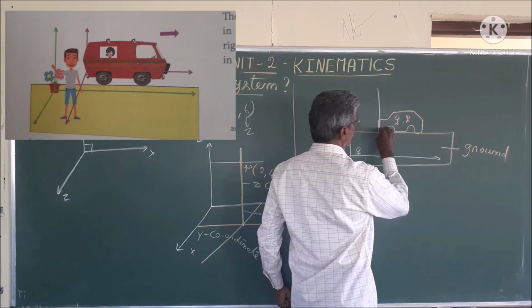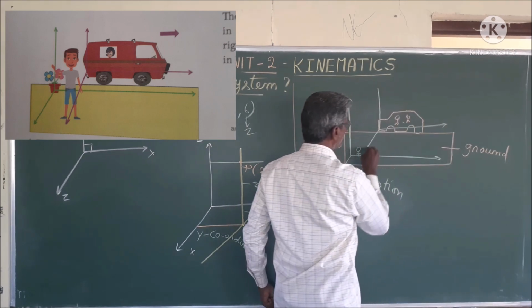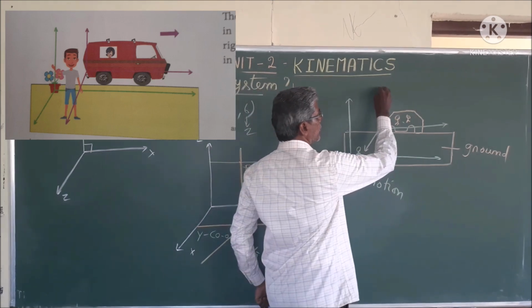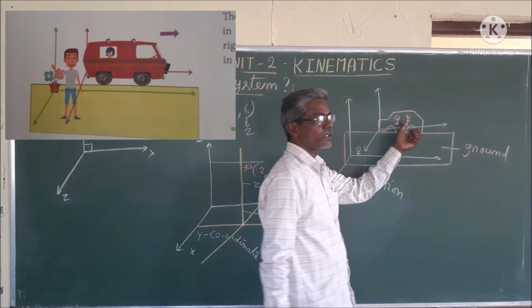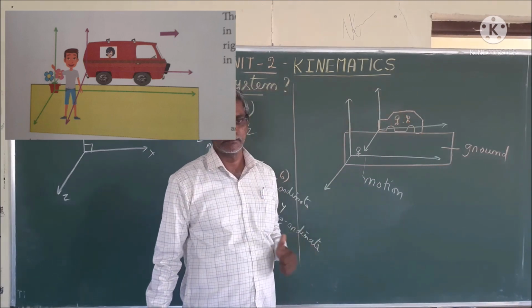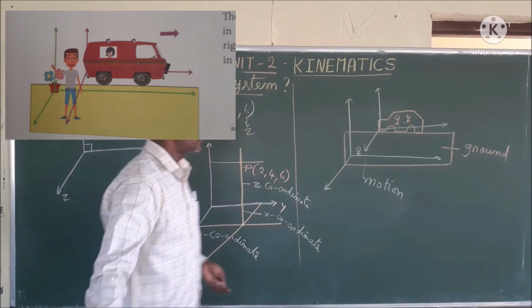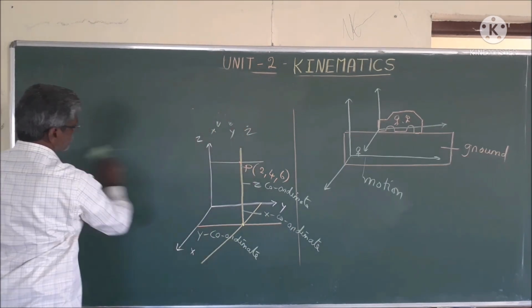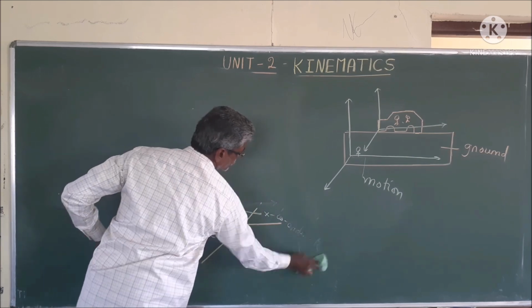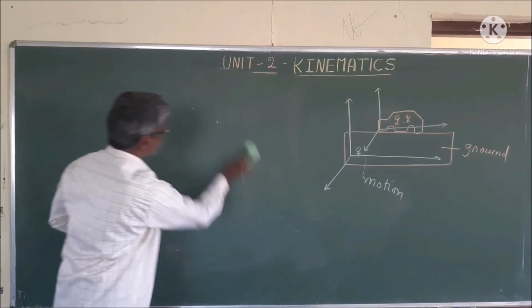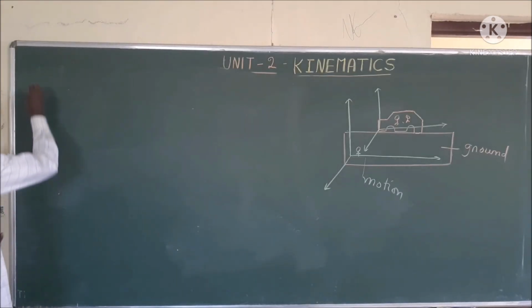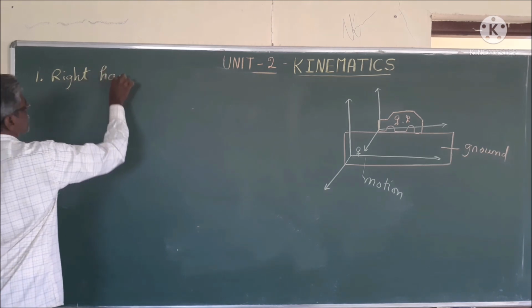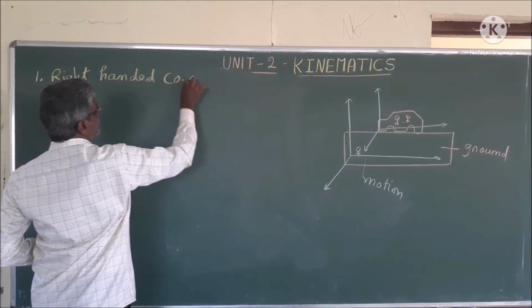Suppose if I keep the frame of reference on the car itself, then I can see that the passengers are at rest. Clear? Now there are two coordinate systems. One is the right-handed coordinate system.